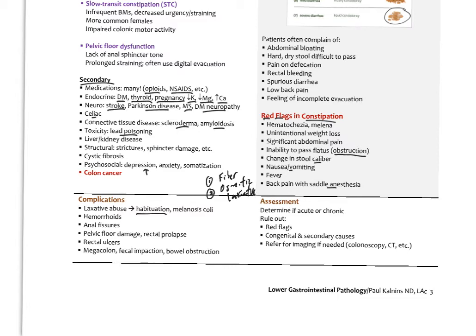And osmotic laxatives would be things like magnesium or Miralax, the polyethylene glycol. These basically pull water out of the intestine. So they pull water out of the intestinal wall. That creates more lubrication, more fluid in the intestine, and that helps people pass stool. And the third layer would be the stimulant laxatives.